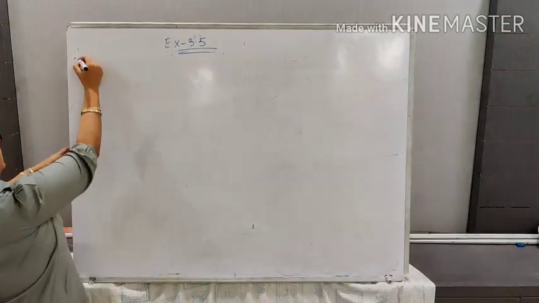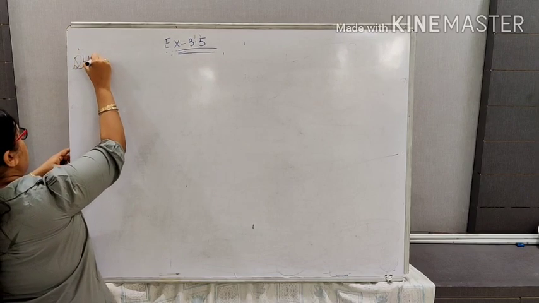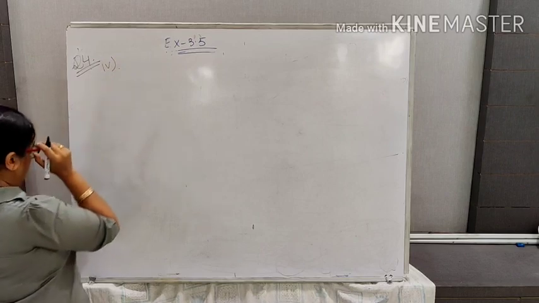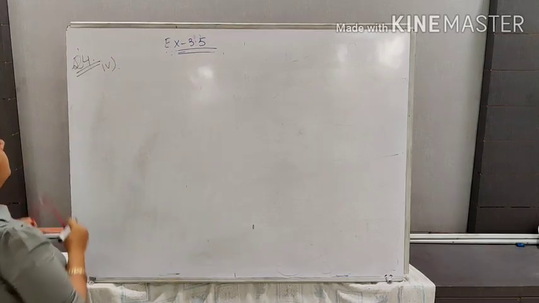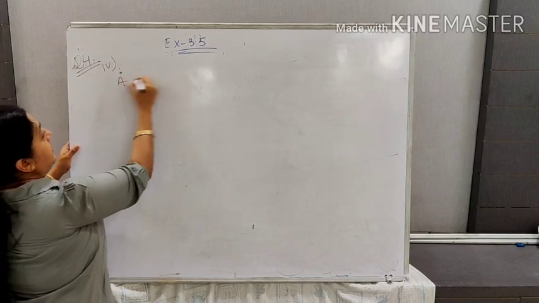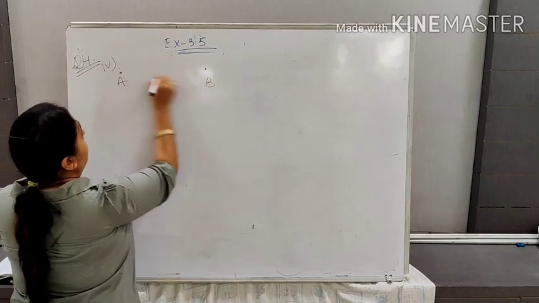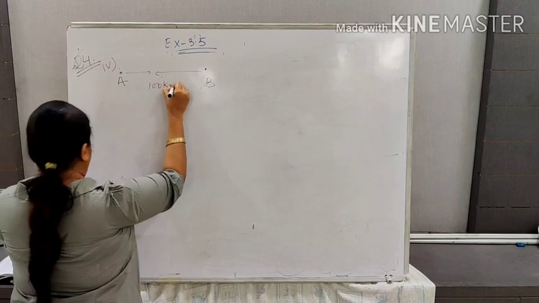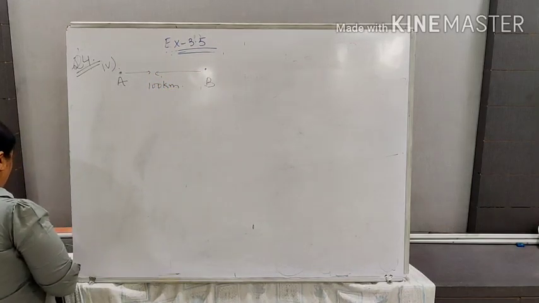So now let me take up the word problems, that is question number 4. I am taking up the 4th problem. See, places A and B are 100 kilometers apart. Let this be A, and let this be B. The distance between these two is 100 kilometers. Got it? What is the next part?